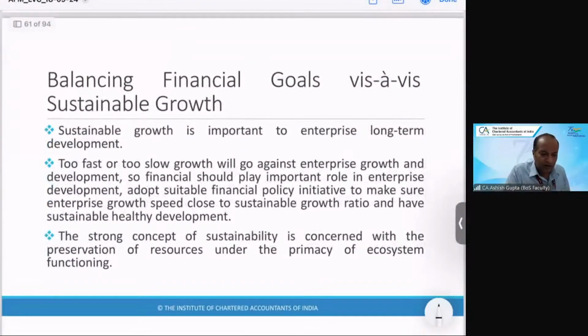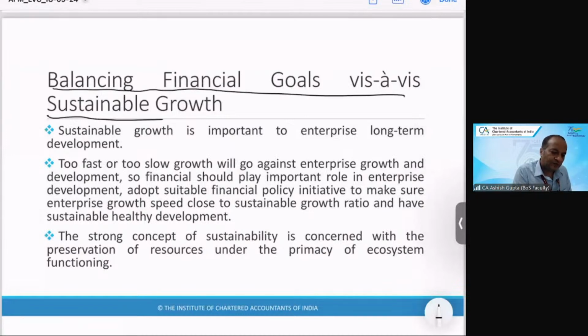Now when we talk about financial planning, as I told you in the beginning, one of the very important concepts is balancing financial goals versus sustainable growth rate. What is sustainable growth rate? As I told you, it is basically the rate that can be sustained for a longer time. Too fast or too slow growth will go against enterprise growth and development. If the growth is too slow, it is also dangerous for the organization because it will collapse your organization.